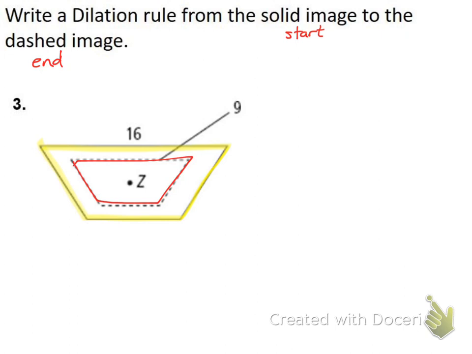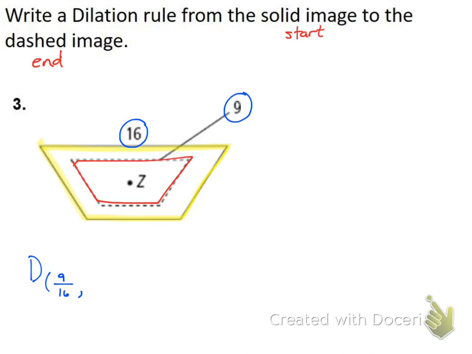So I'm starting with 16, and then I'm going to get to 9. So when I write my dilation factor, again, since it's getting smaller, I need to make sure that it's less than 1. The side length that I end with is 9. The side length that I started with was 16.